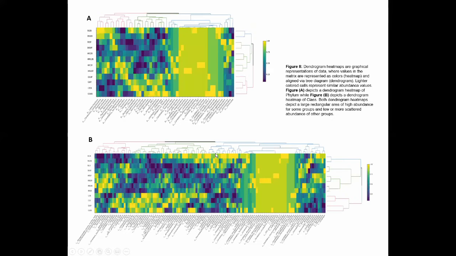Figure 8 is quite a complex figure. This is a dendrogram heat map, so it takes a heat map and a dendrogram and combines them. If you see on the very left, you'll see the actual 12 sites. Above and to the other side, you'll see the dendrogram part. In the very middle, you'll see the heat map.